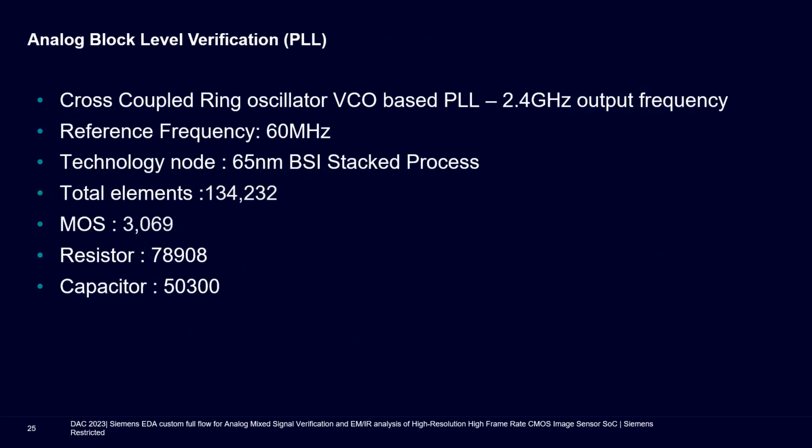First, let's take a look at the analog block level verification using Siemens AFS Extreme Simulator. As a test case, we look at the RC extracted post-layout netlist of a phase lock loop or PLL with 2.4 GHz output frequency in a 65 nanometer CIS backside illuminated process. At the bottom, we can see that the total elements before reduction are over 100,000 RC dominated, making it a perfect example to validate AFS Extreme technology.